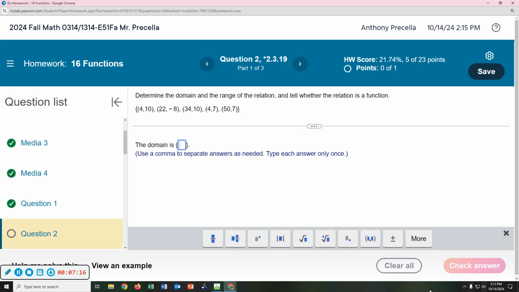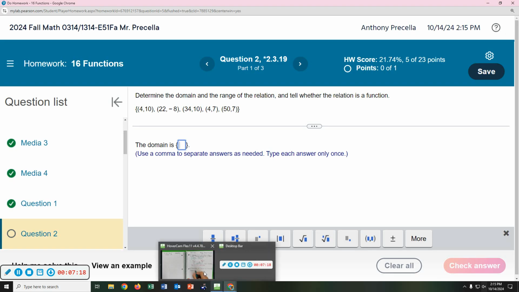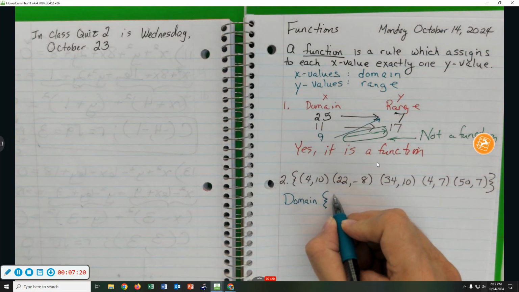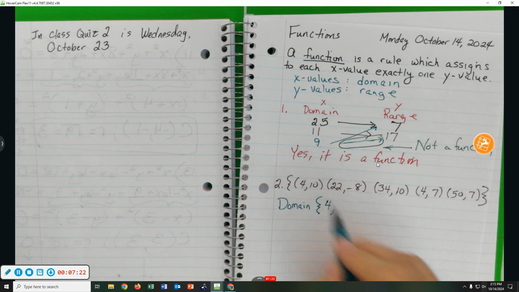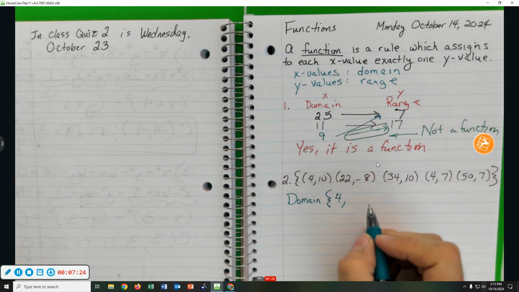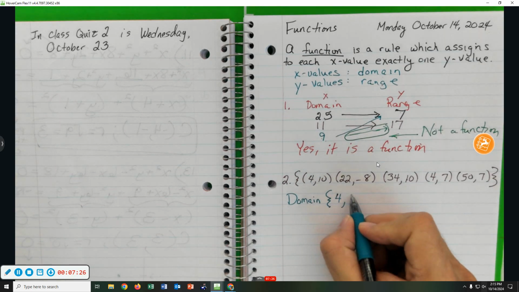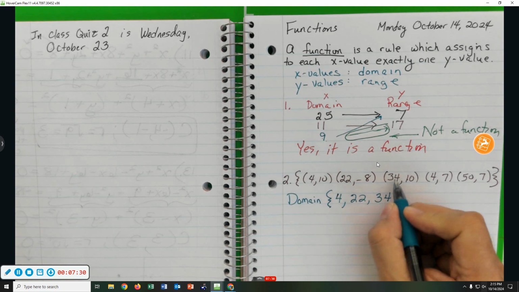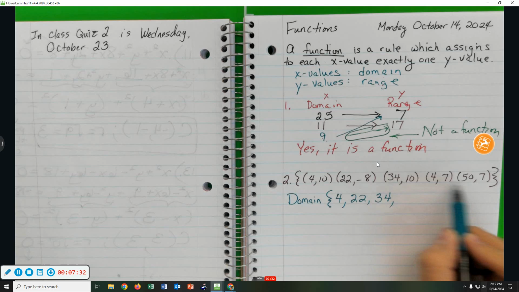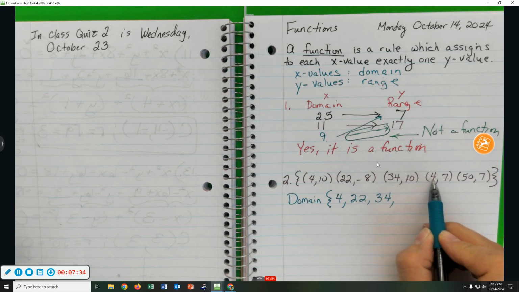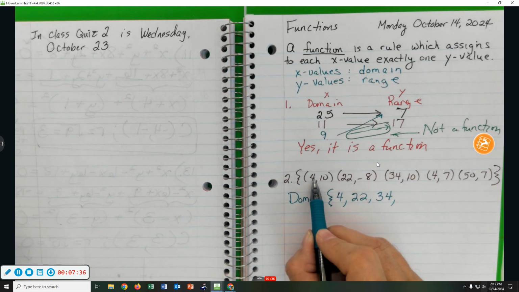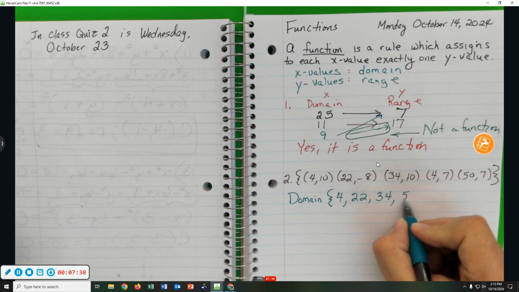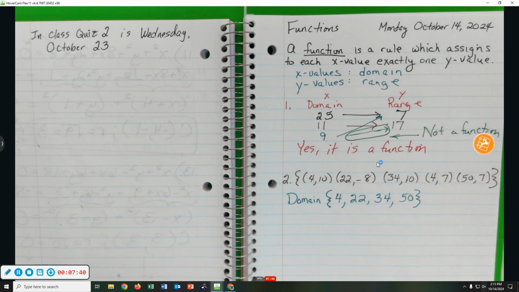He wants to write it out first, so okay. Go ahead. Tony, you get him started. 4 is used. What other numbers are used as x values? 22 and 50. Notice 4 has already been written down, so you don't write it again. There are all the numbers in the domain.